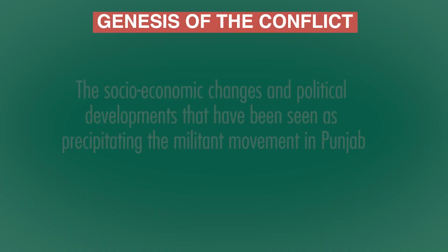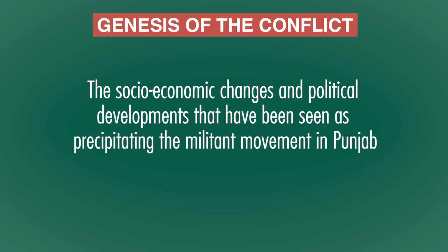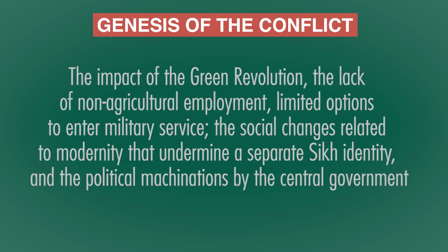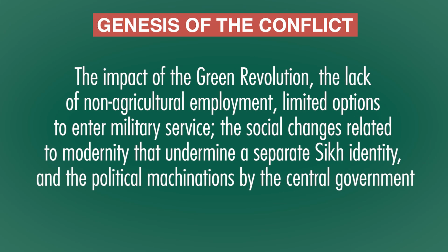But what happened? What led to this demand for Khalistan? Let us try to understand the genesis of this conflict. The socio-economic changes and political developments that have been occurring are seen as precipitating a militant movement in Punjab. Now, what are those factors? The impact of the Green Revolution, the lack of non-agricultural employment, limited options to enter military service, the social changes related to modernity that undermine a separate Sikh identity, and the political machinations by the central government are considered to be important reasons behind the rise of the Khalistan movement in Punjab in the mid-1980s.